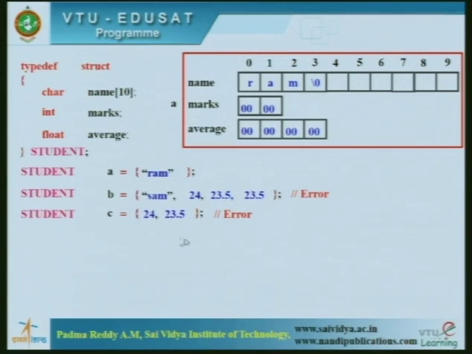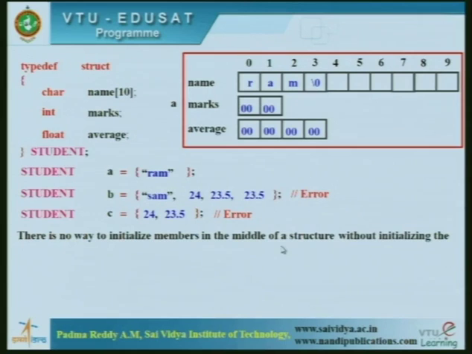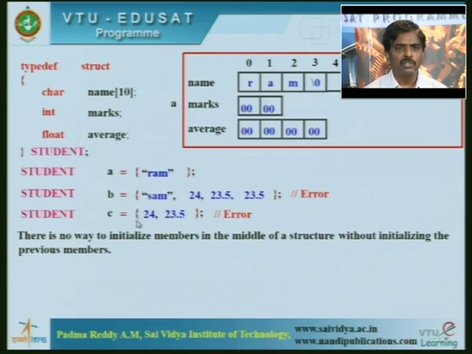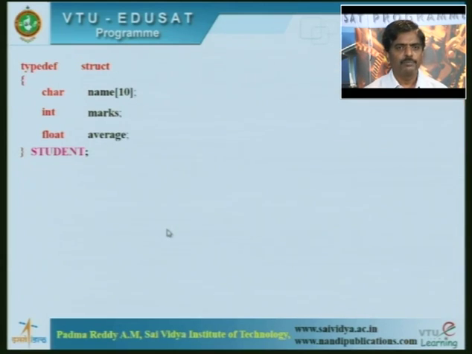We are trying to initialize the members without initializing the previous member. So, this is not possible. That is what I am saying here. So, there is no way to initialize members in the middle of a structure without initializing the previous members. We have not initialized which member? We have not initialized the name member. So, we cannot have 24, 23.5 here.